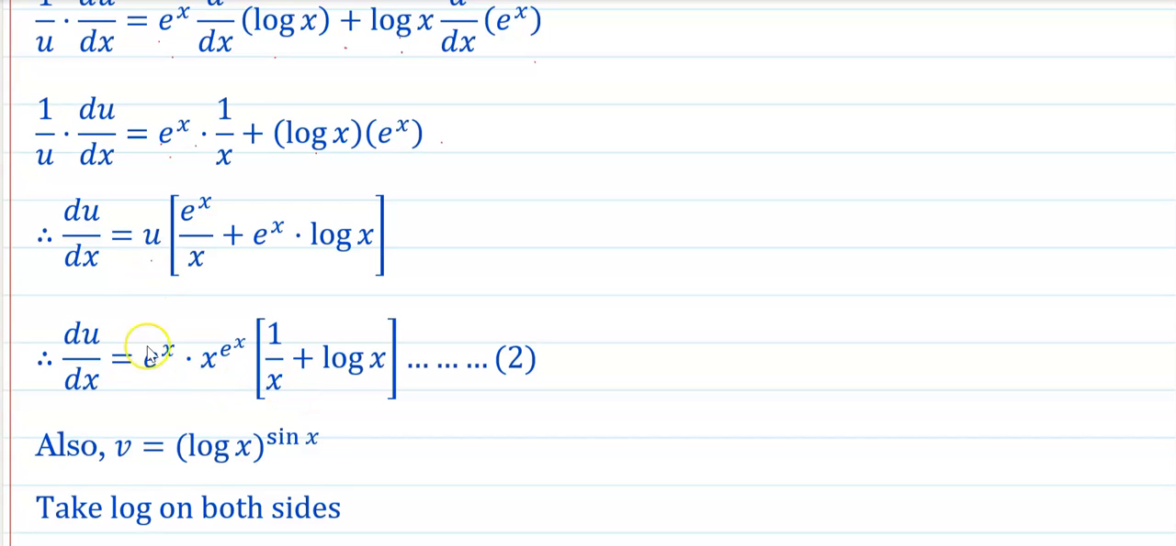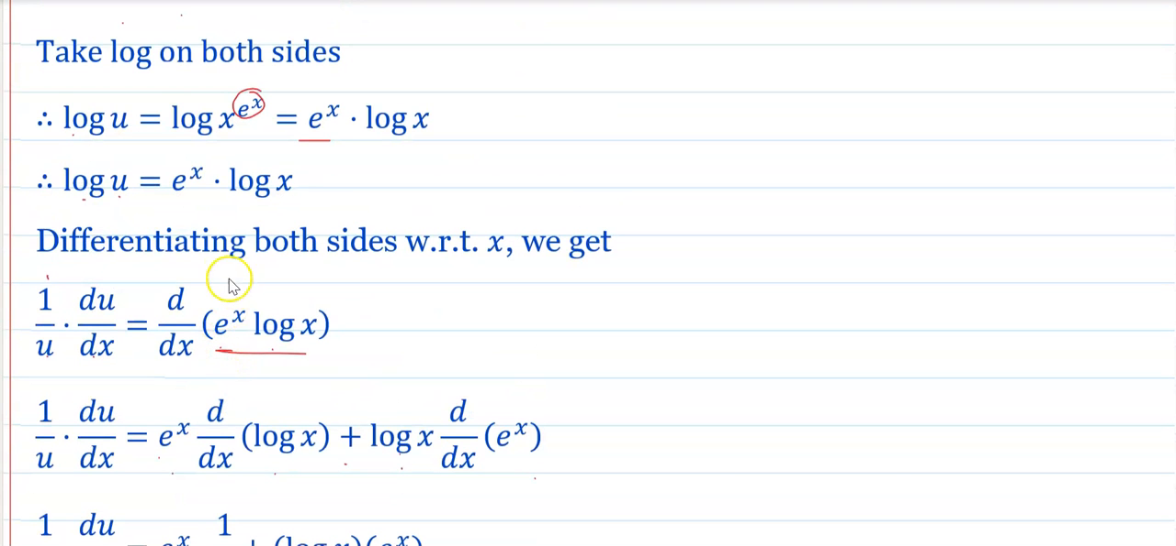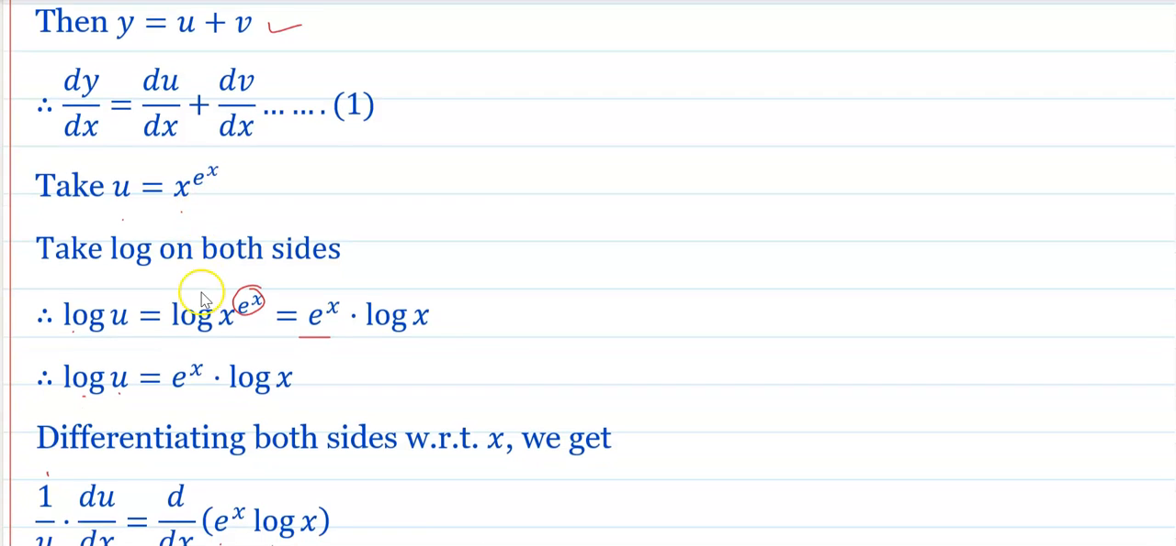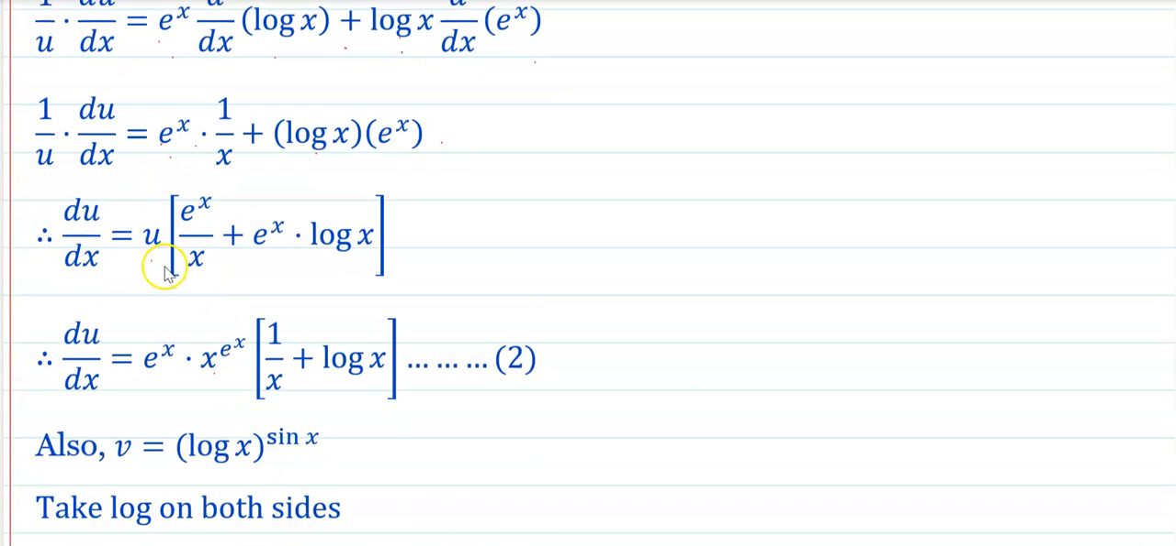Therefore substitute the value of u. What is the u? u is equals to x raised to e raised to x. This is your u. Okay. Again here e raised to x, e raised to x, take e raised to x as a common. Therefore du by dx is equals to e raised to x into x raised to e raised to x in bracket 1 upon x plus log x. This is the second one.